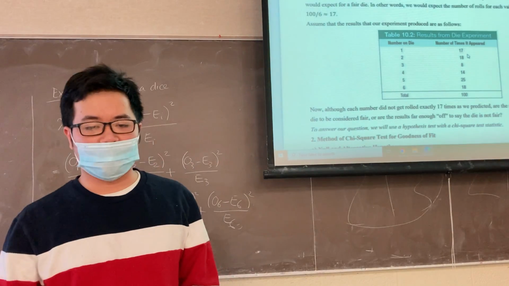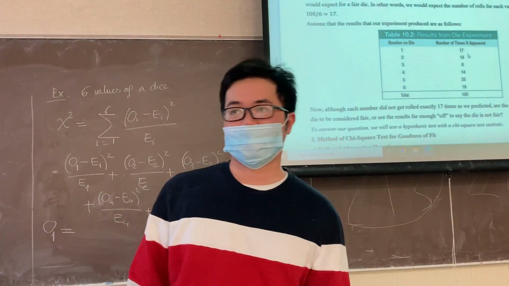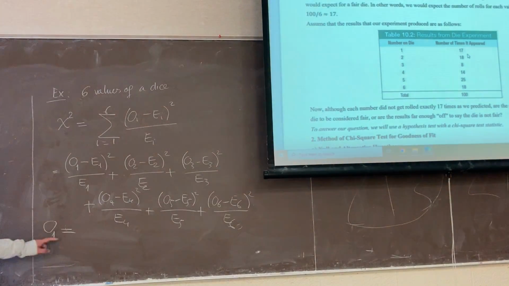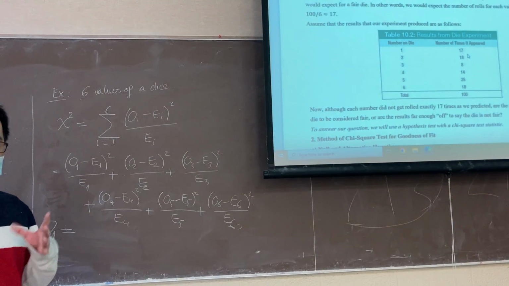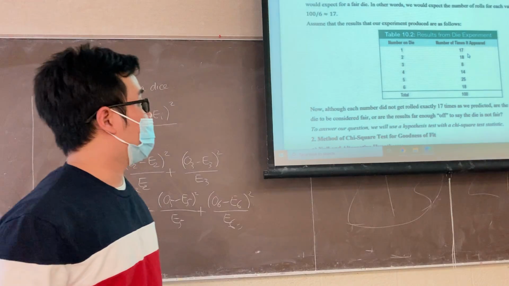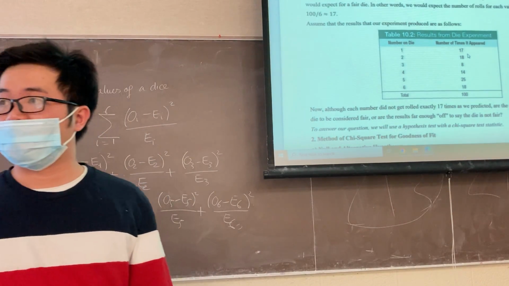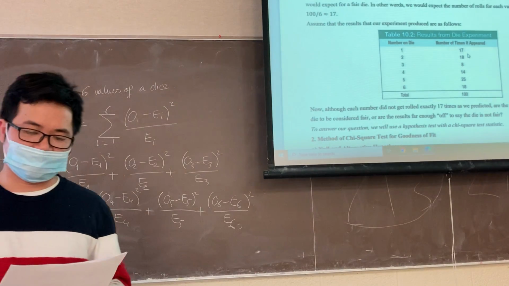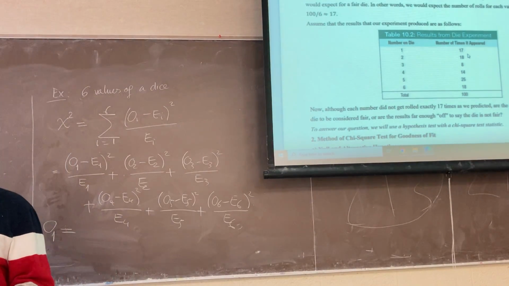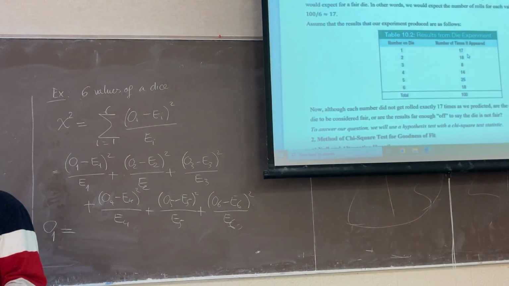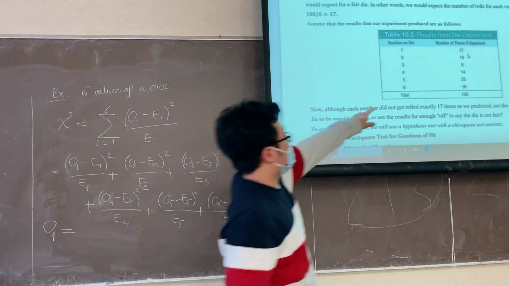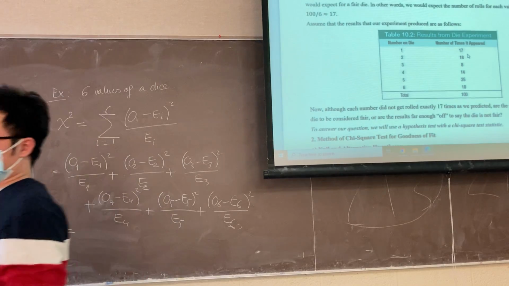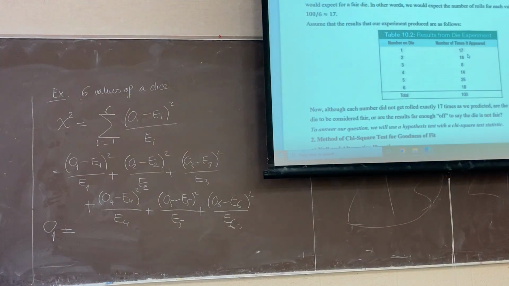So could you tell me what is O1 here? O1 here is the observed frequency of the value 1. Yes, that'd be 17 out of 100. No, 17 is the frequency, not the probability. The frequency is 17 times. Okay, the frequency is different from probabilities. So the frequency here is 17.